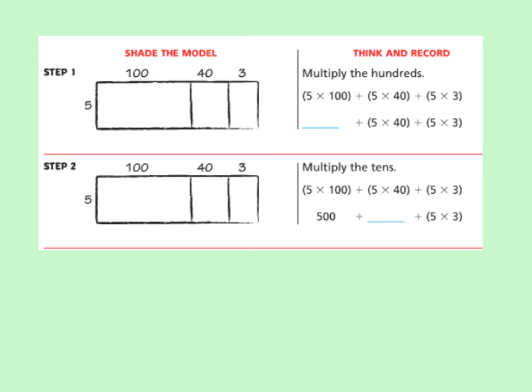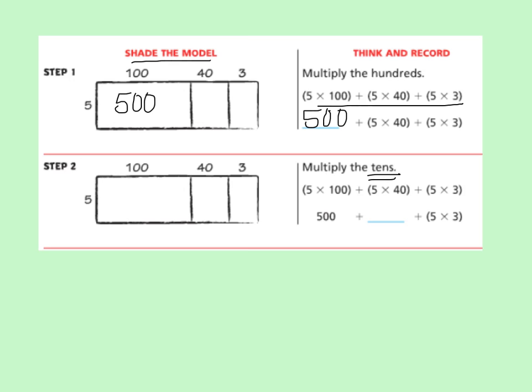Okay, we're going to go ahead and use the model, and we'll take it slow so it makes a lot of sense. So here's the model that we've used before. So we're going to multiply the hundreds, 5 times 100 plus 5 times 40 plus 5 times 3. So 5 times 100 is 500. That's this box right here that we're solving for first.